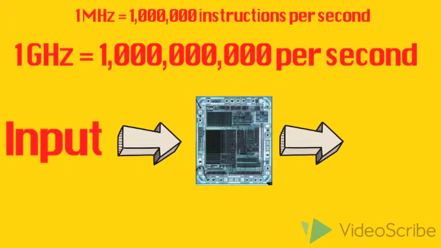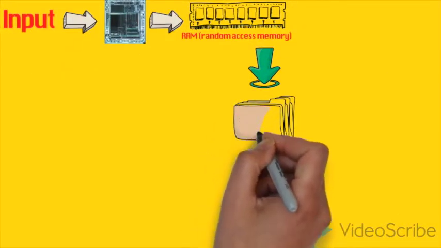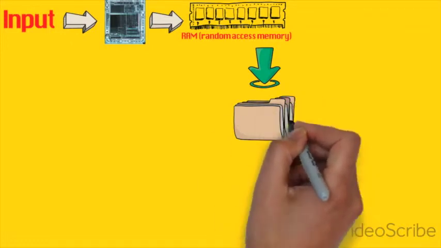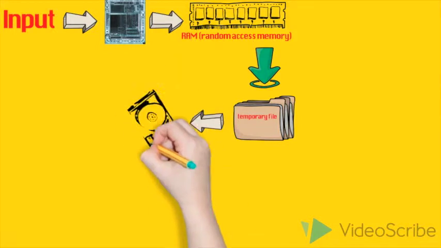The CPU communicates with the RAM, Random Access Memory. This is where the computer keeps the data that has been input in the short term. The results of any processing that has been saved are stored on the hard disk.